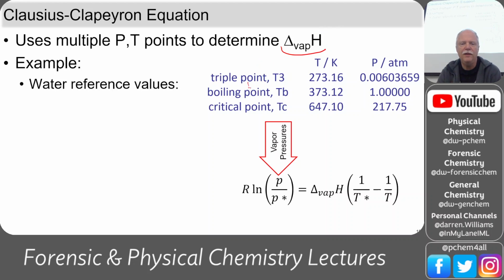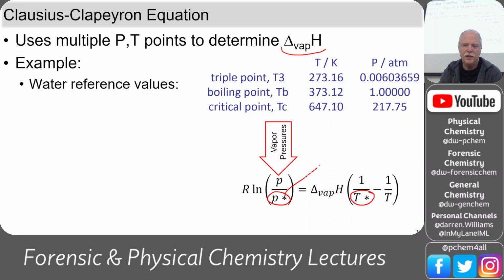Okay, so in water, we have these three reference points. We have the triple point of water, and we'll see that later today. We have the boiling point of water. We'll define what that is. And we've already seen the critical point. So we could pick any one of these as our T star. And so this T star or P star would be any pair of these.